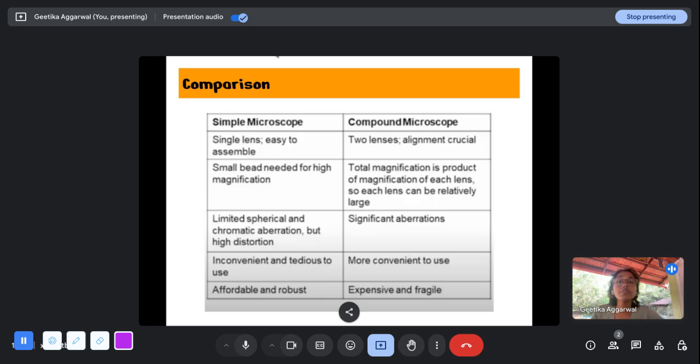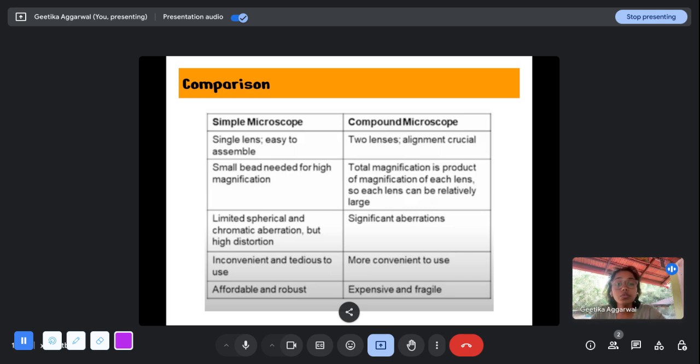Coming to a simple, straightforward comparison between a simple and a compound microscope, the first thing is that, as you are now aware, a simple microscope only has one lens. So it is pretty easy to assemble because there is only one single lens. A compound microscope has two lenses, and the alignment is very crucial. As we discussed, they should both have the same focal plane. So it's very crucial how you align these two lenses so that you can get the correct magnification and focus in your image.